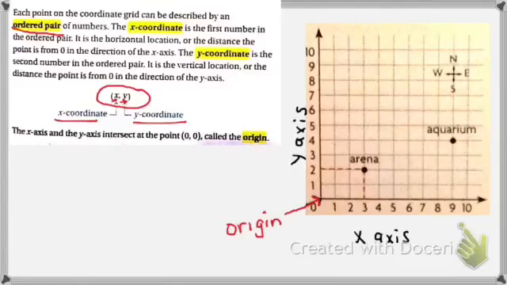I remember that because I think of the alphabet, and the end of the alphabet is X, Y, Z, and that reminds me that the X comes first and the Y comes second. Also notice there is a comma between the x and y coordinates.